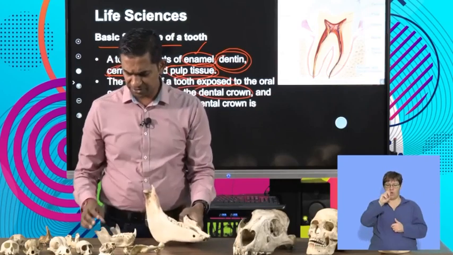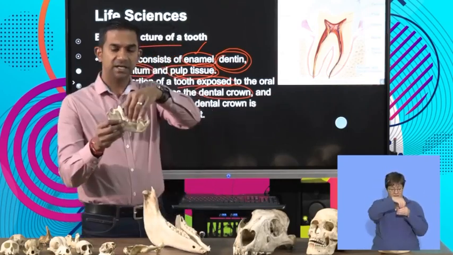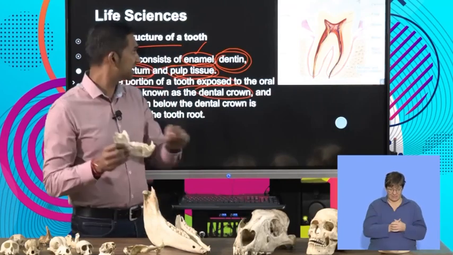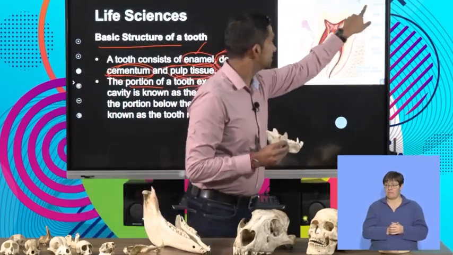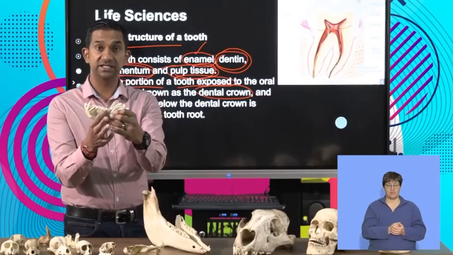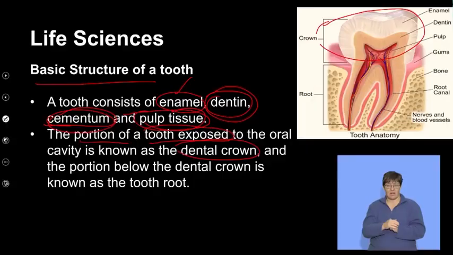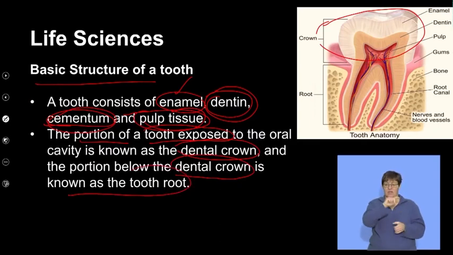We often hear of the term crowning when you go to a dentist, and that's essentially replacing the top of the tooth, which points to the crown, the exposed part in the mouth. So this is what we're looking at here, the dental crown. We also know that deep in the jawbone is the part that is resting, called the tooth root.